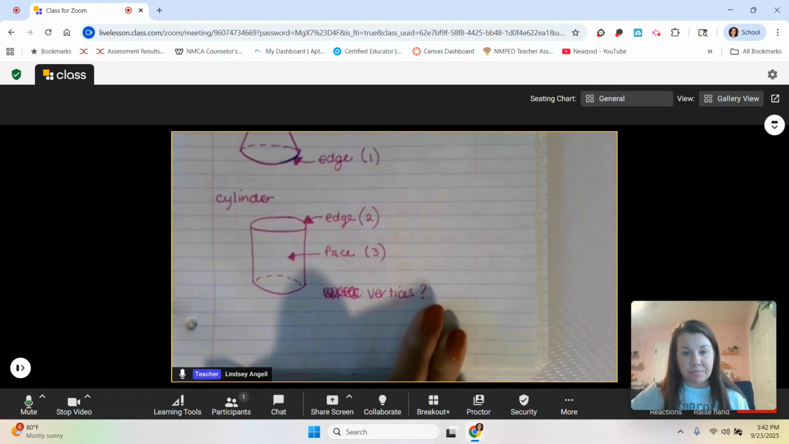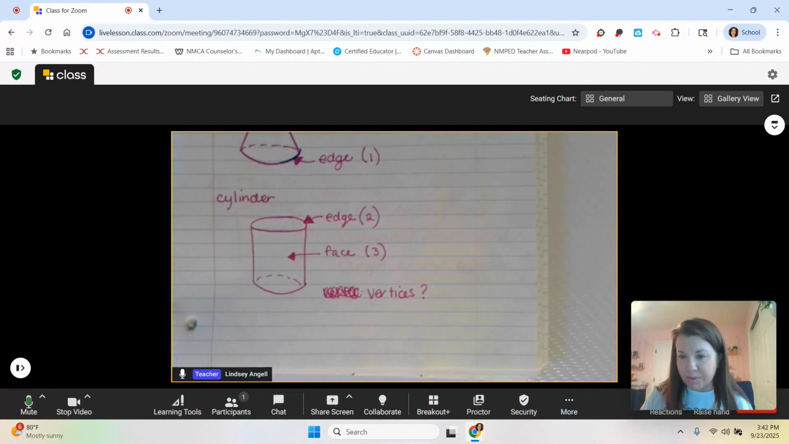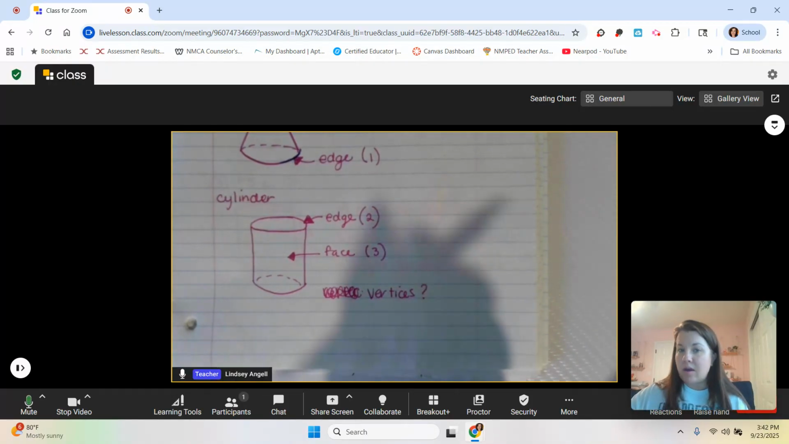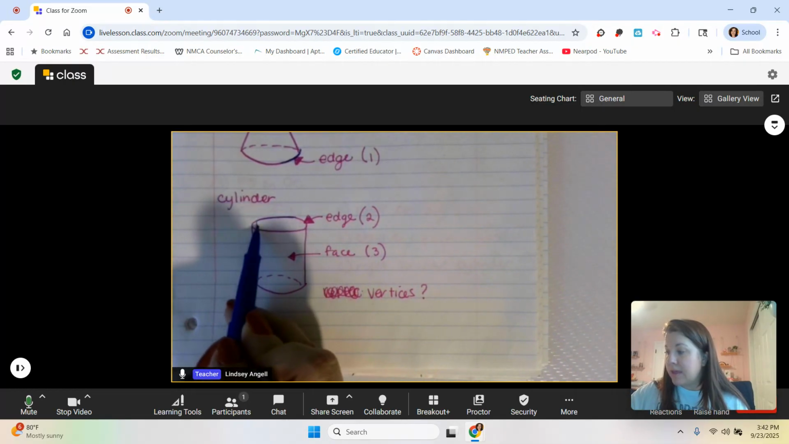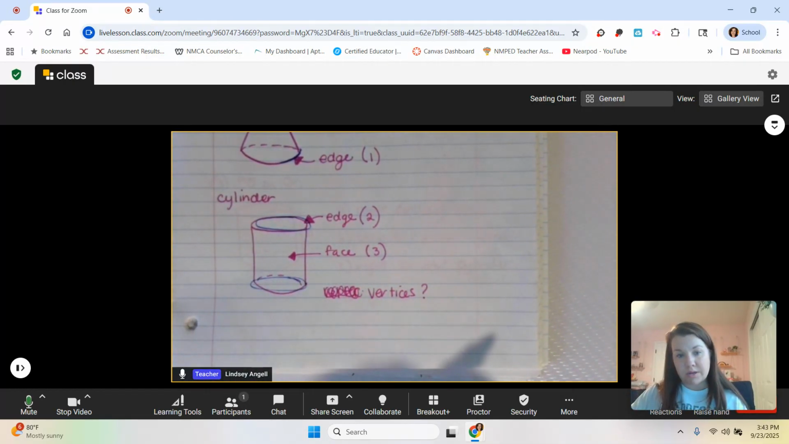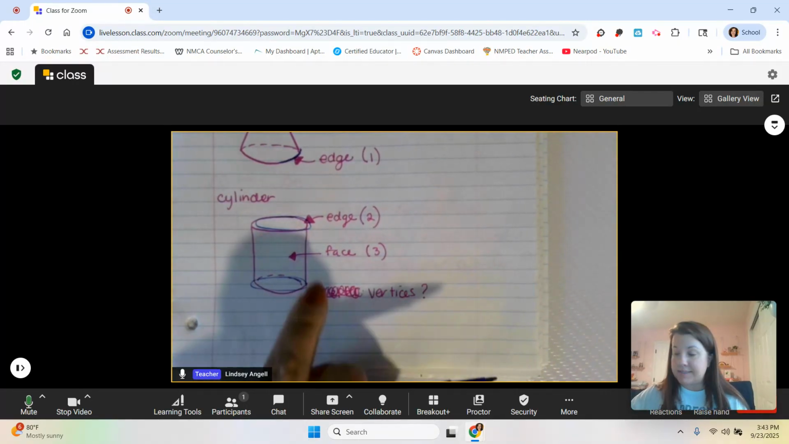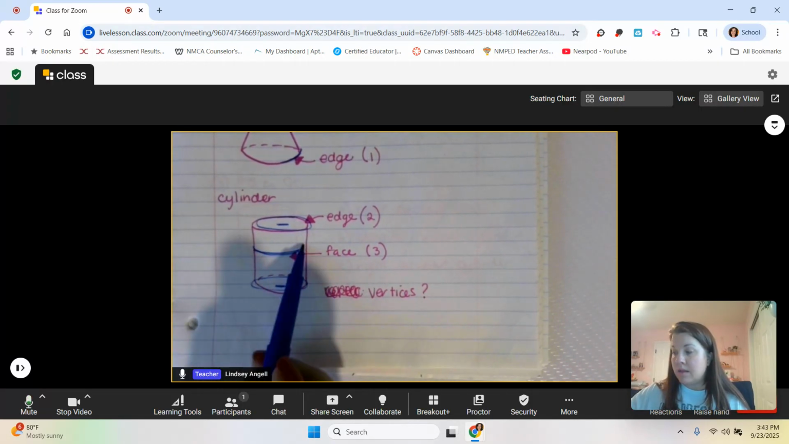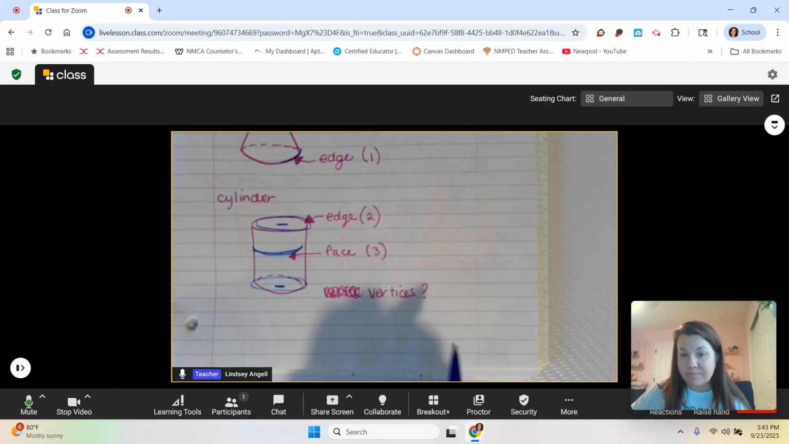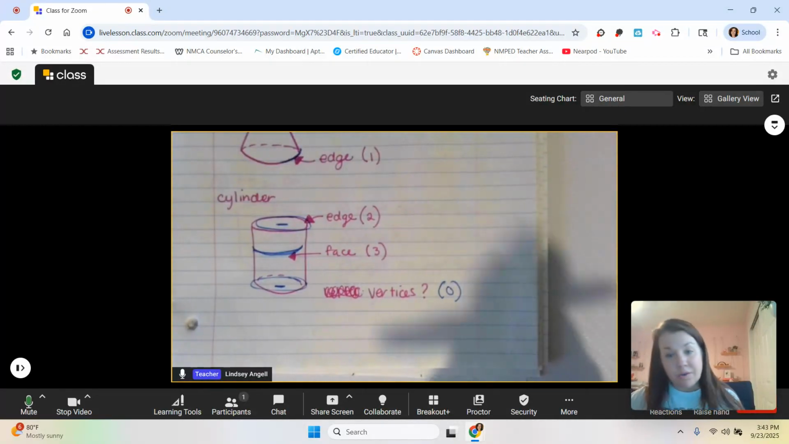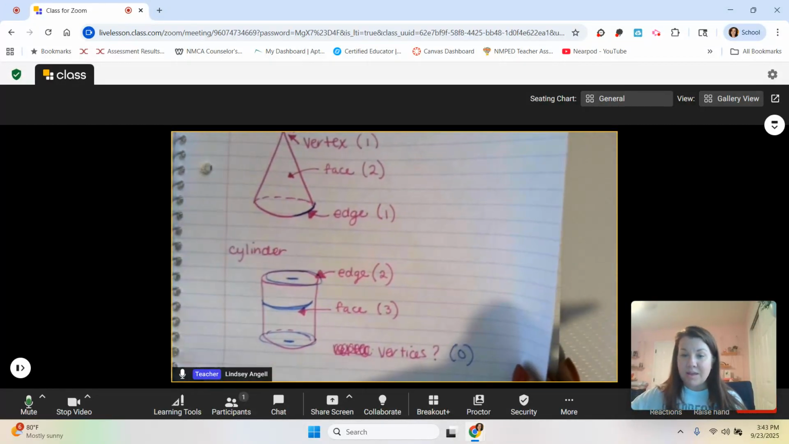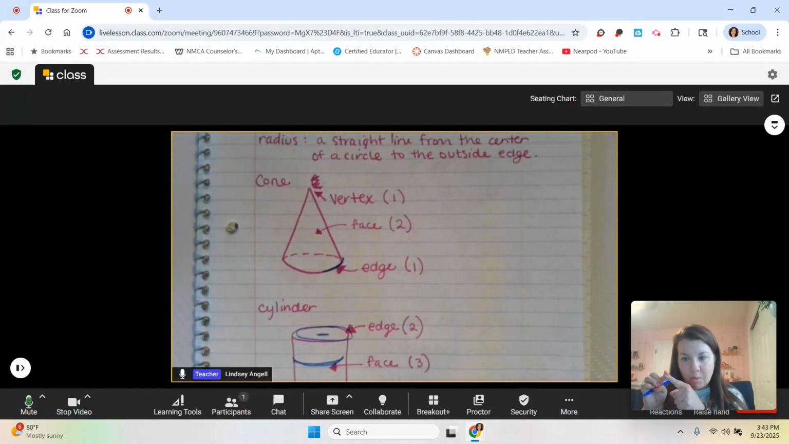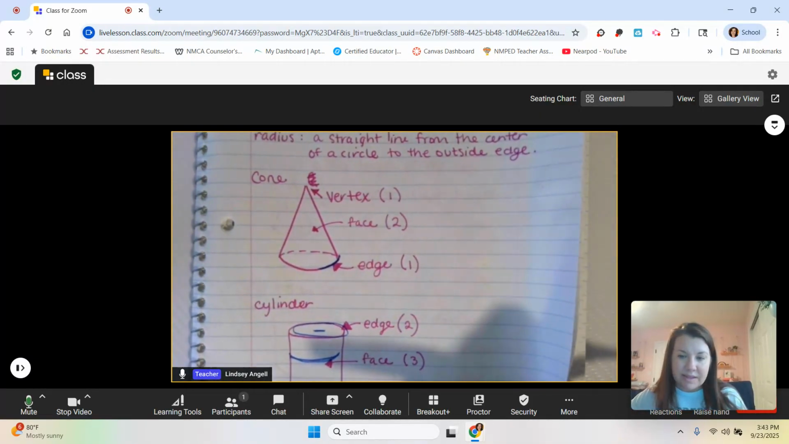And then with a cylinder, this would be like a can, right? A soup can or something like that. There are cylinders all over the place, but that was just one example. There are two edges, so that would be here and here. There are three faces because there is the top, there's the bottom, and then there's the side that goes all the way around. Those are the three faces. And there are actually no vertices. So that would be zero vertices on a cylinder, because a vertex is where they come to a point, like here they come to a point. They don't do that on a cylinder.